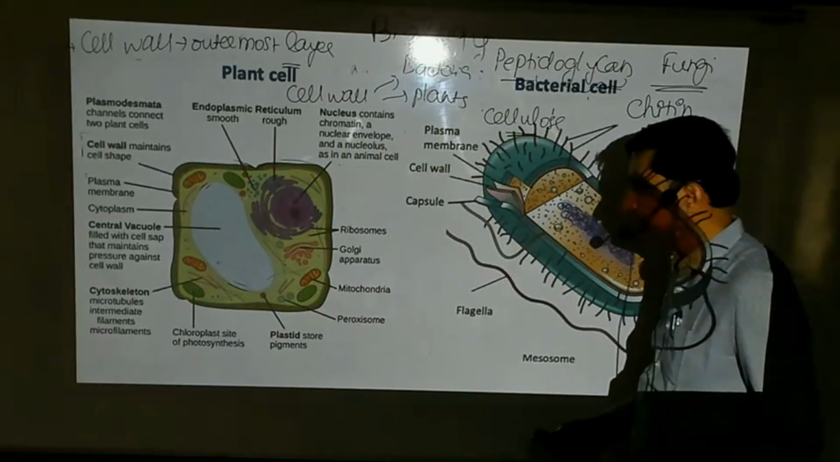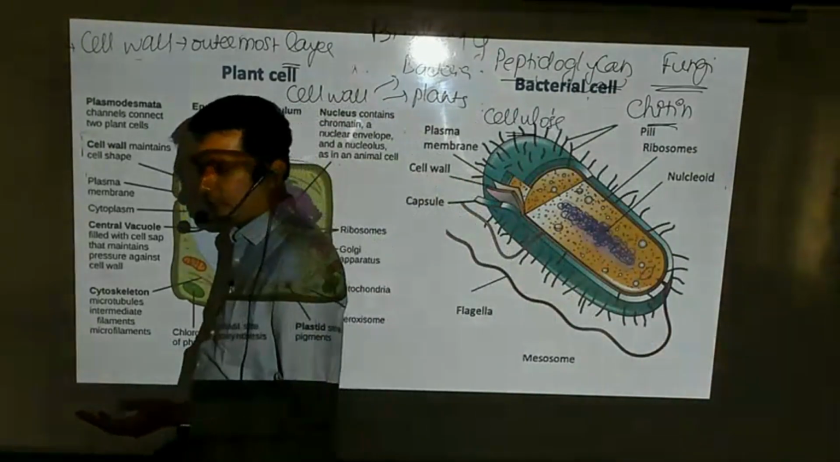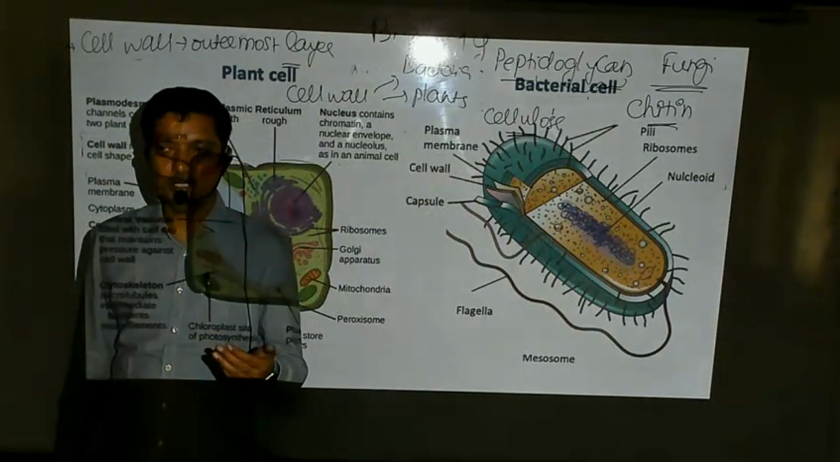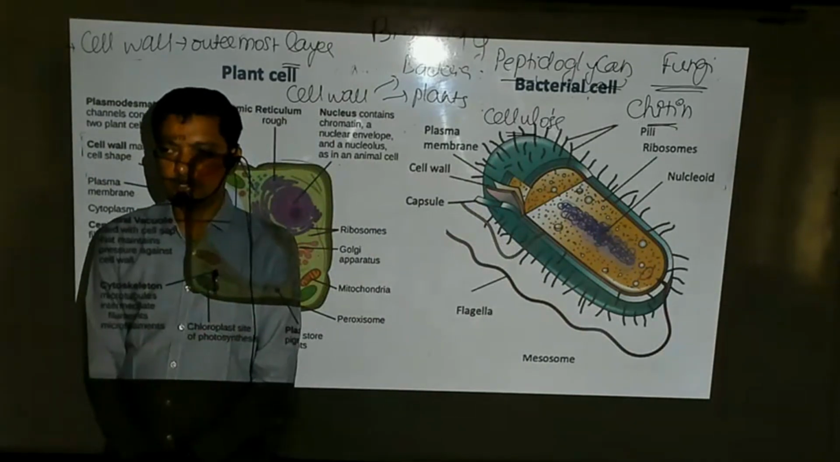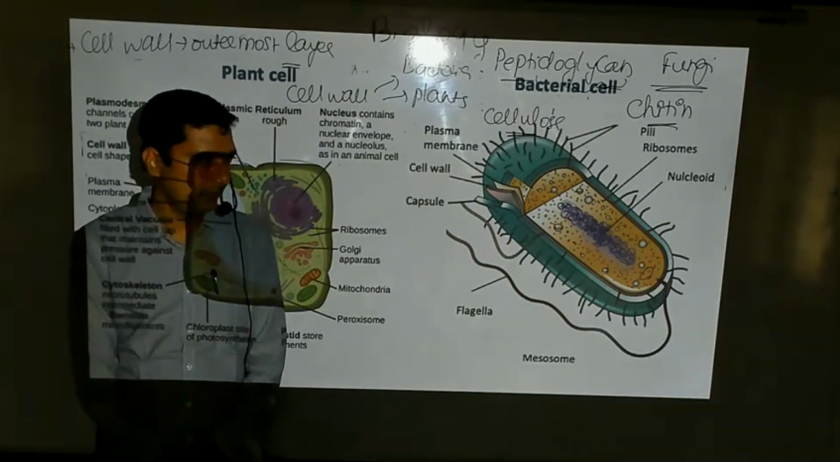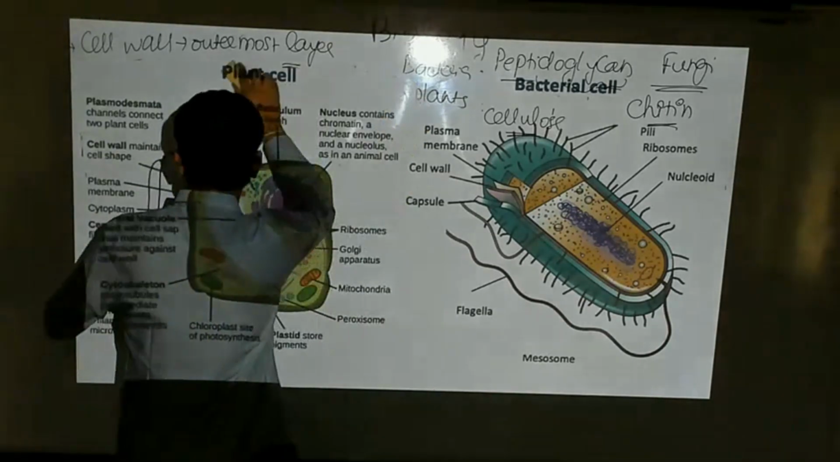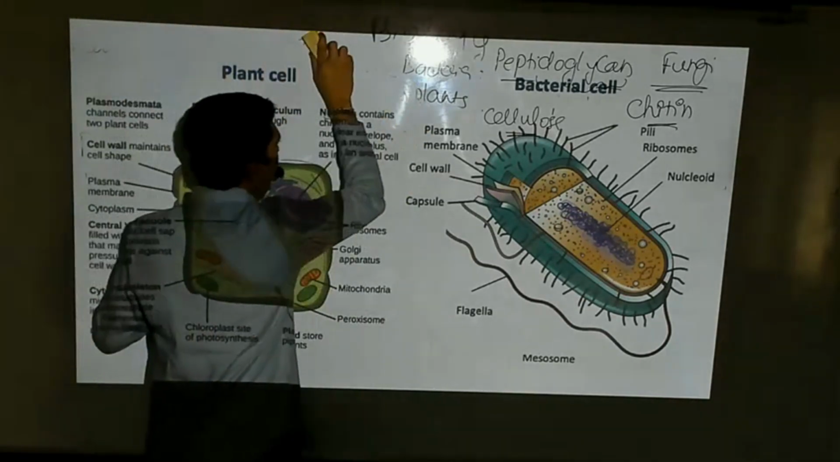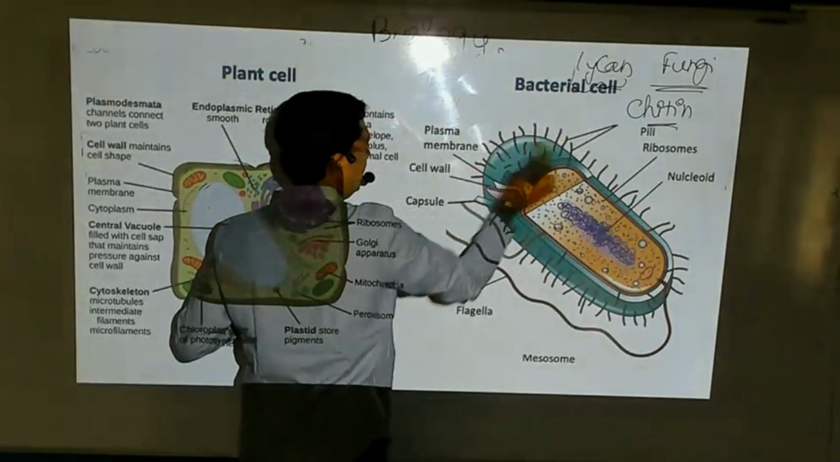Next. So far we learned about different kinds of cells and details about the cells, especially prokaryotic cells and eukaryotic cells. Within eukaryotic cells we talked about plant cells and animal cells. Okay.